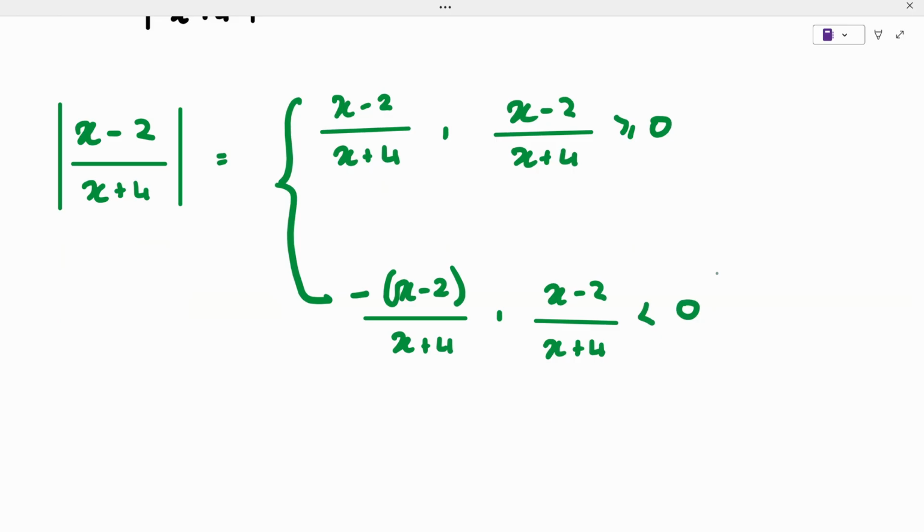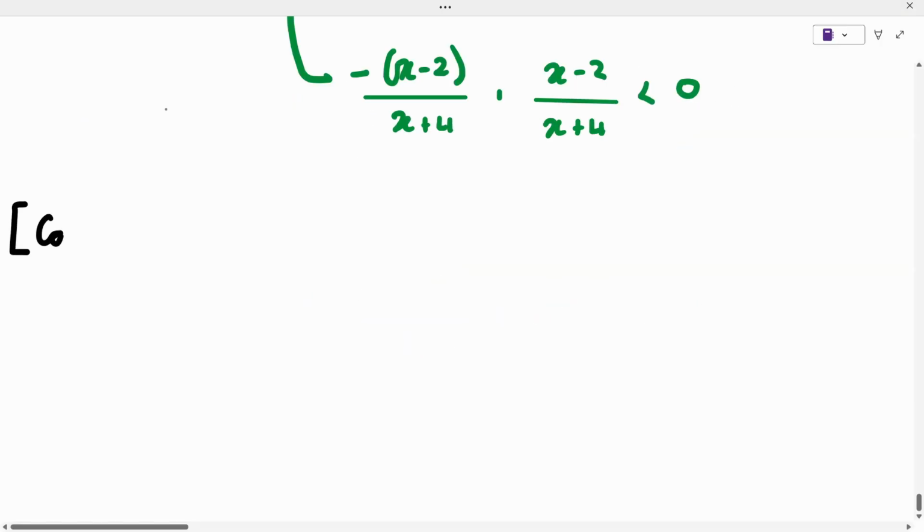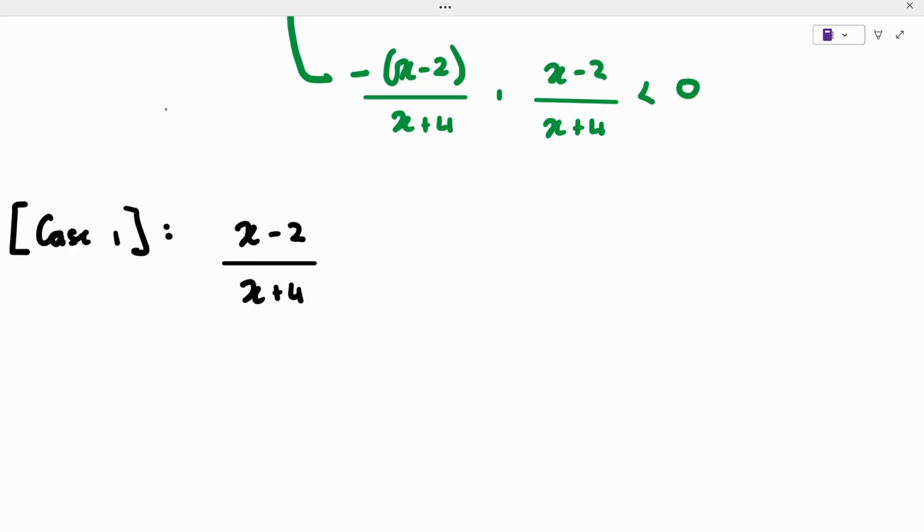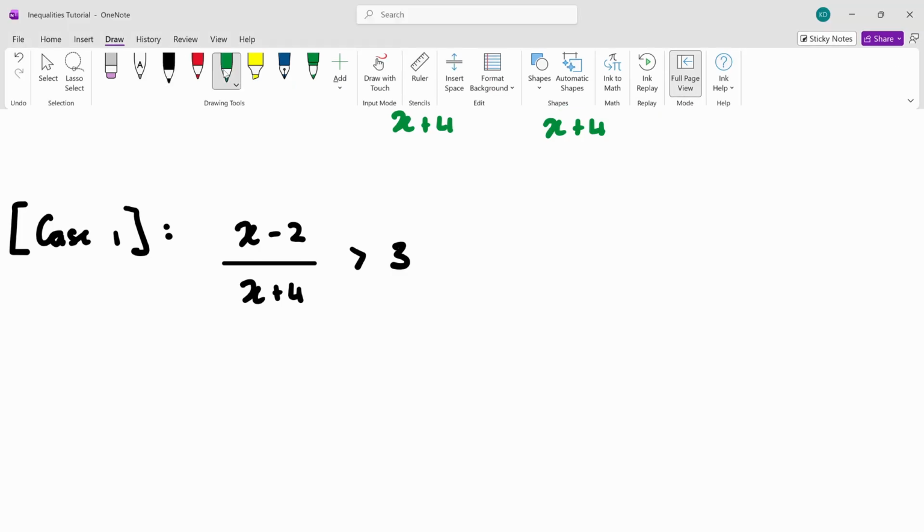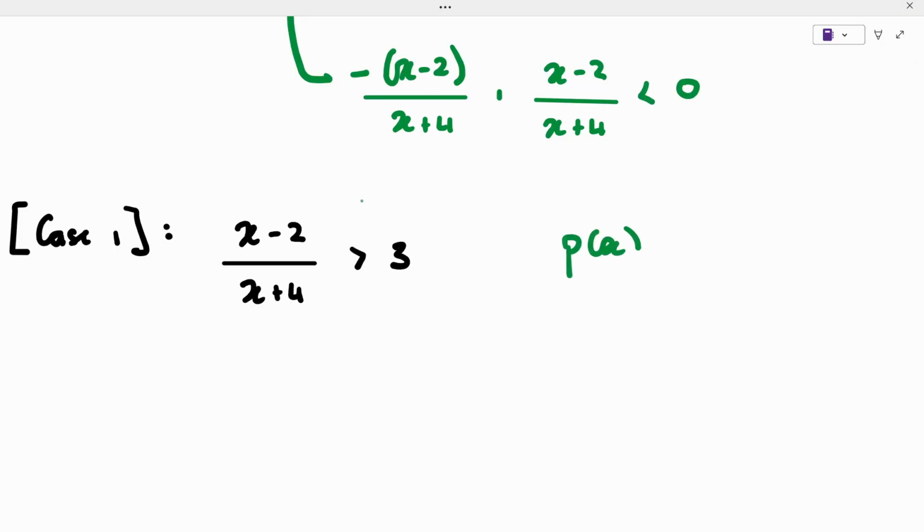So at this point, to split up into cases, we are not too concerned with the exact value of x. So let's just take the first case to be the top value and the second case to be the bottom value, right? So we have case 1. That is x minus 2 over x plus 4 is greater than 3. Now, to solve this, you may be tempted to cross multiply, right? But we're not going to do that. And the reason we're not going to do that is because we want to write this in the form p of x over q of x is greater than 0.